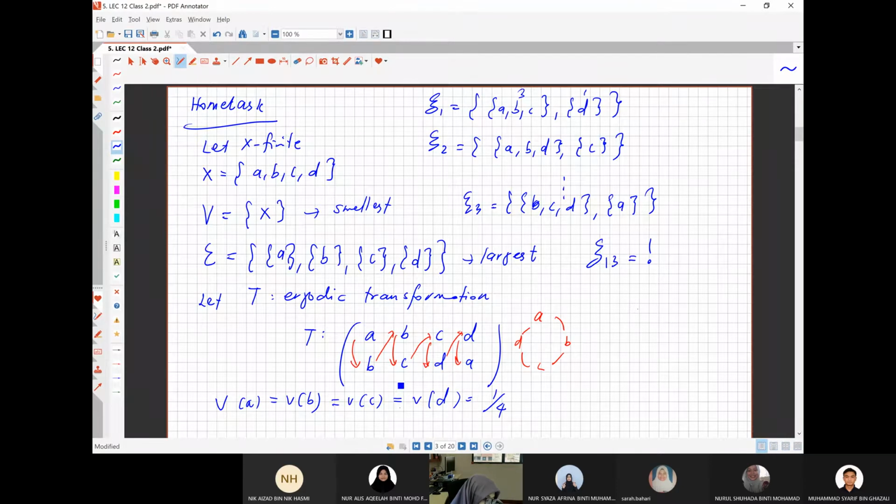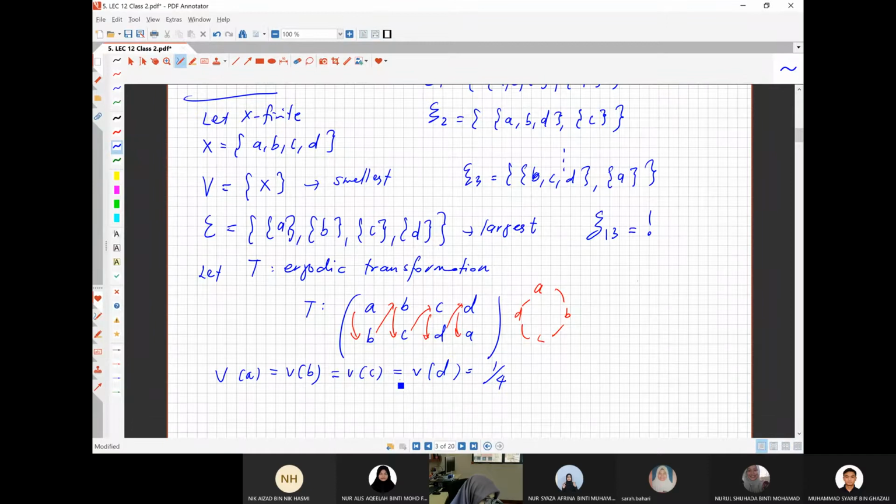Okay, this is the question: find the relative entropy for each partition. Each partition, 13 partitions altogether.